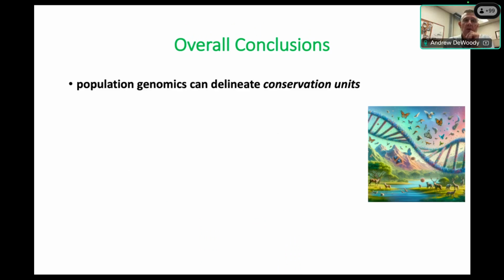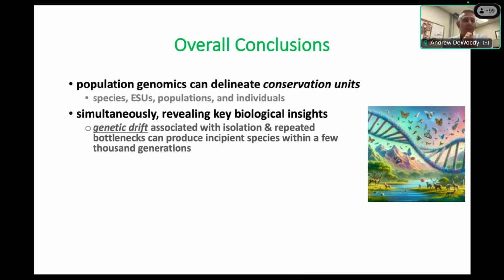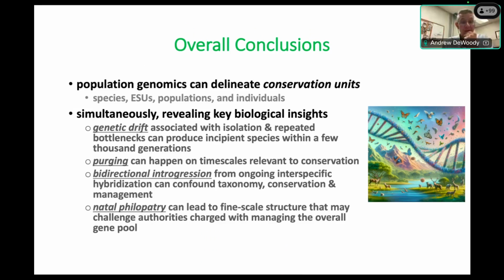So, overall, I think population genomics can be very effective at helping to delineate conservation units, including species, populations, individuals, ESUs, DPSs, and so forth. And while delineating, it can also reveal key biological insights. I haven't talked about a few of these. I talked a little bit about bidirectional integration, but especially natal philopatry in the case of the turtles.